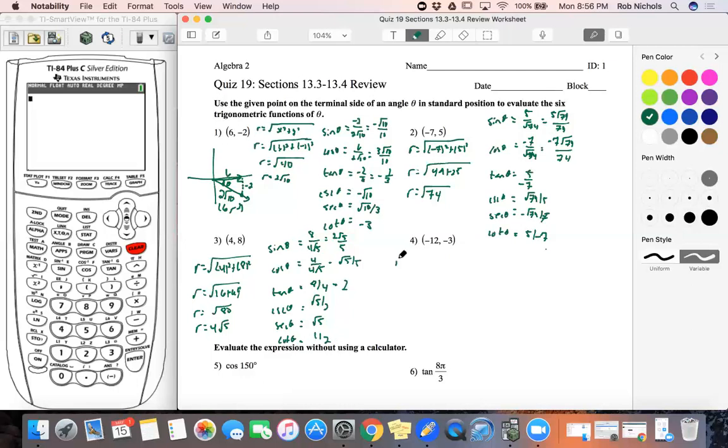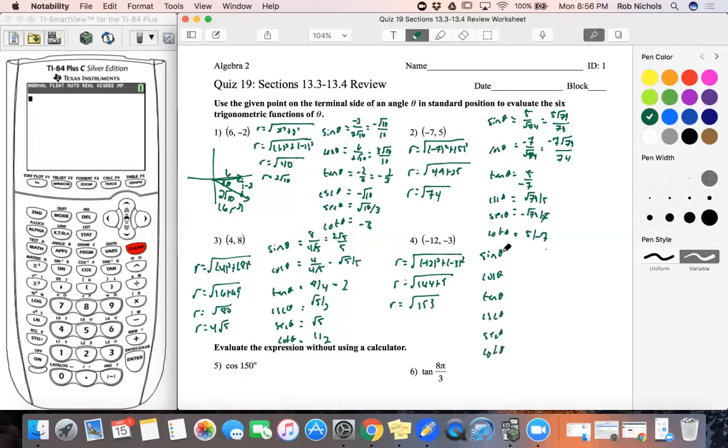Okay, number 4, we have r equals the square root of negative 12 squared plus negative 3 squared. So r equals the square root of 144 plus 9. So r equals the square root of 153. I don't think that simplifies off the top of my head. It could, but I don't know. I don't think so.